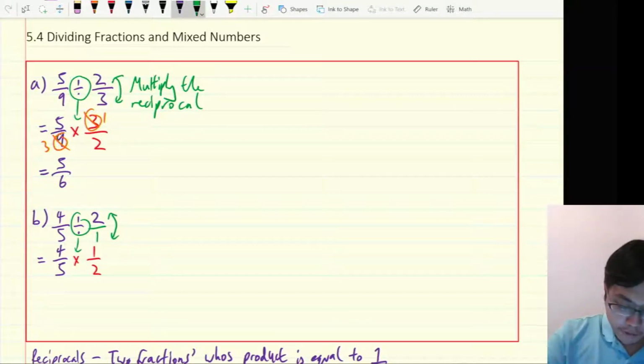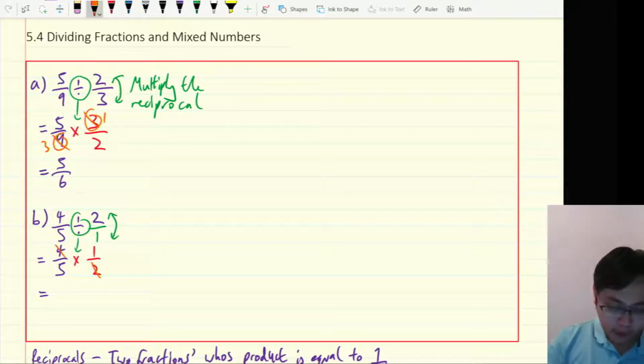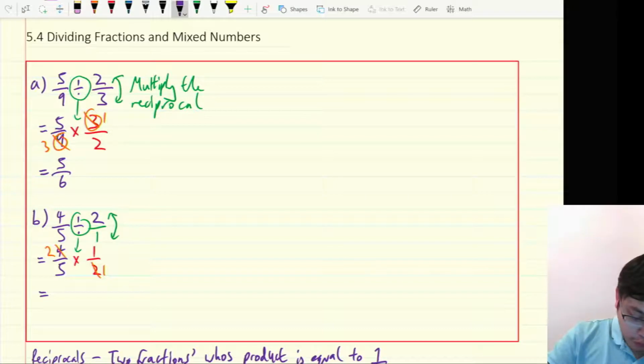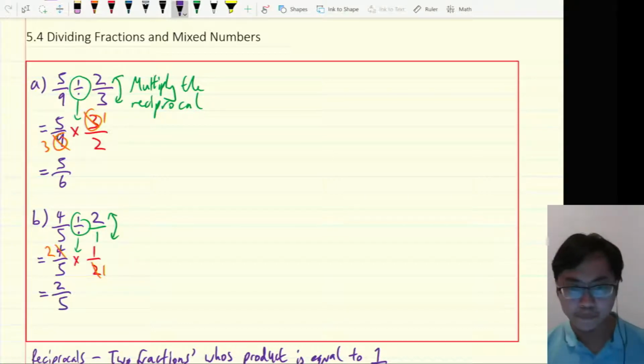I have swapped the top and the bottom, and I have changed the division into a multiply. And so now that I have done that, 4 times 1 and 5 over 2, there is some simplifying that I could do. 2 and 4 can be simplified. That becomes 2, this becomes 1, and so we have now 2 over 5 as the simplest form.